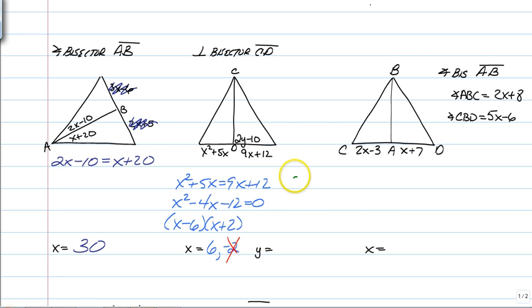For 2y minus 10, we're going to set that equal to 90 because a perpendicular bisector makes right angles. So y is equal to 50. All right? So I did the first two. You can pause the video and do the last one. Give it a shot.